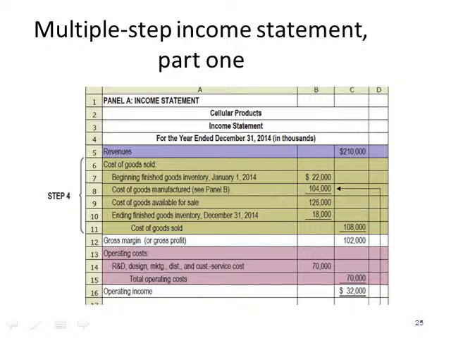And then when we subtract our cost of goods sold from net revenues, we get our gross profit. Then from our gross profit, we subtract the period cost that we just looked at, the R&D, design, marketing, distribution, customer service cost, to get to our operating income. So this is just a quick development of an income statement based on that flow of costs we just looked at.